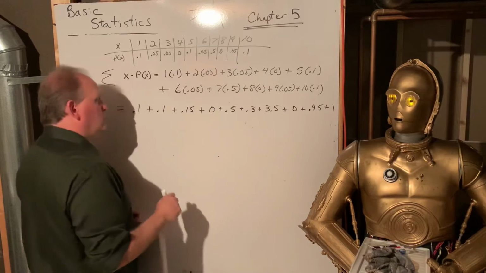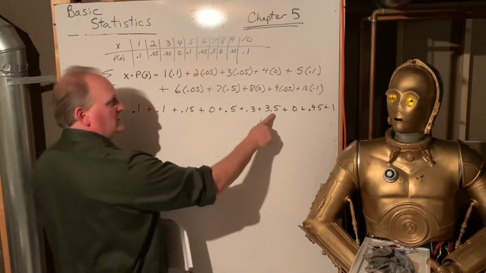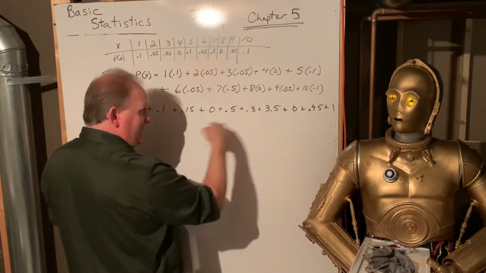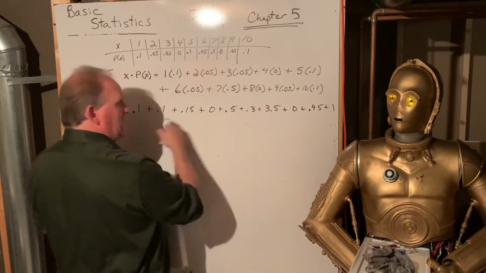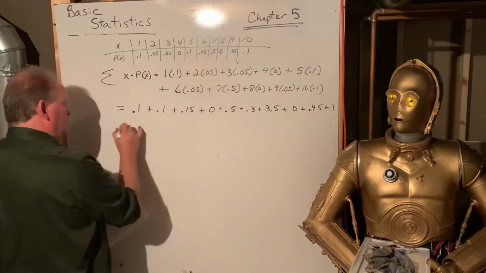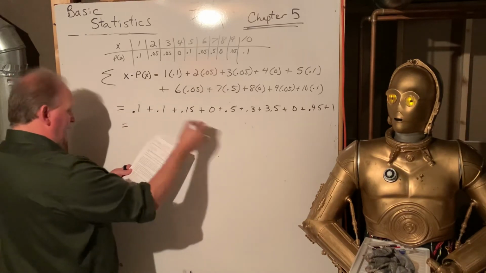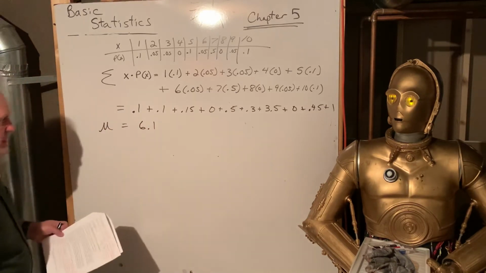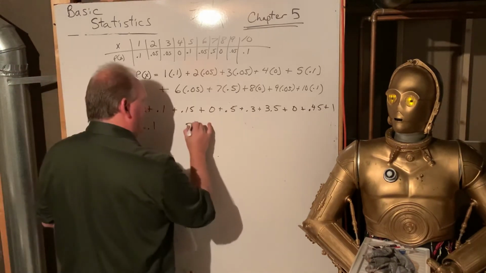So now look, the one that had the most impact was that 7. 0.5 times 7 was 3.5. That is the lion's share of the mean. That one contributed the most to making up this mean. So when we add all those together, we get 6.1. That is the mean or expected value.